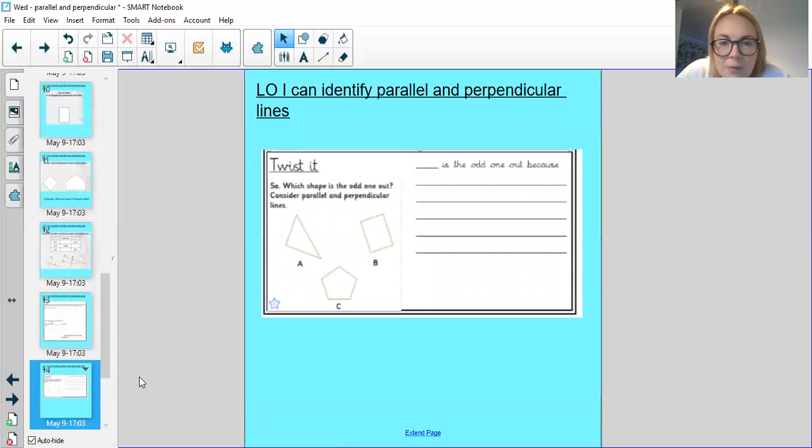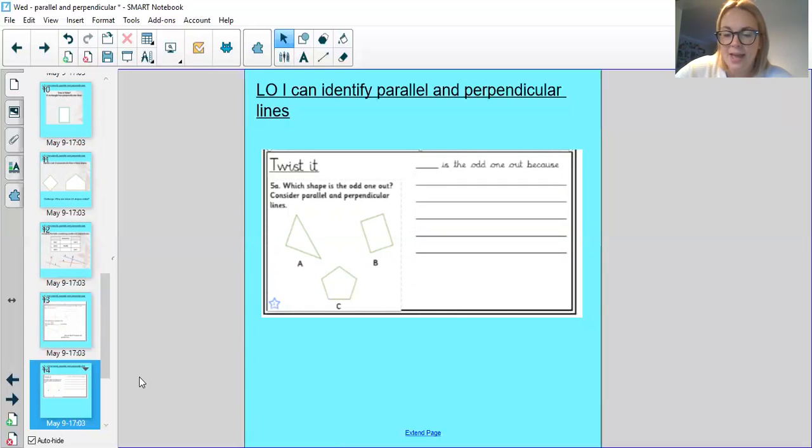So the twist it. It says which shape is the odd one out? You've got A, B, and C. You've got a pentagon, a triangle, and a rectangle. Consider parallel and perpendicular lines in your answer. So you'd write A, B, or C as the odd one out and then explain why you've decided that.